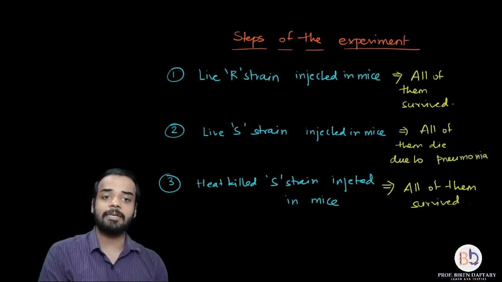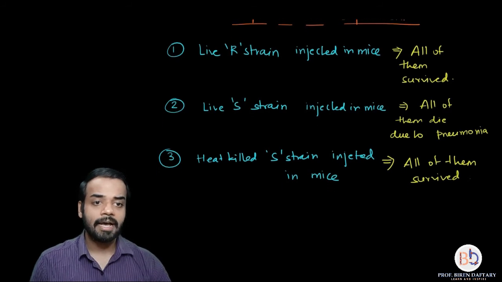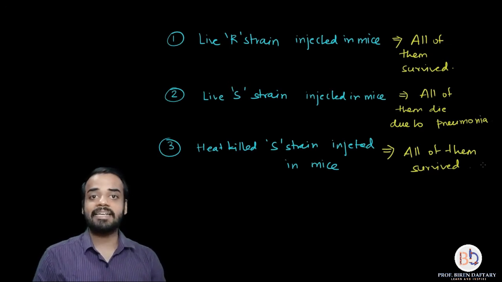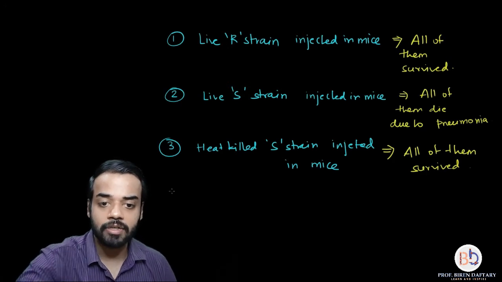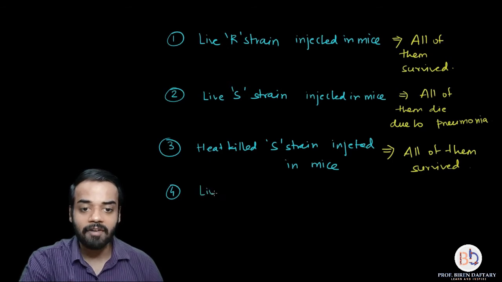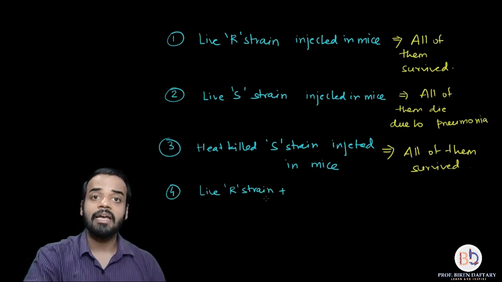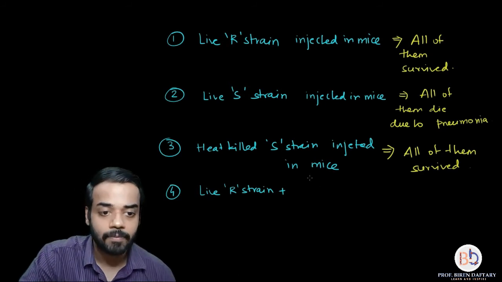Now the last step is very important. So I am going to scroll down, okay, and come to the last step. Now in the fourth step, he took a mixture of the R and S strain. But pay attention to what he did over here. So in the fourth step, Griffith took live R strain. Okay, so he took the live R strain of Streptococcus pneumoniae and he took the heat killed S strain.